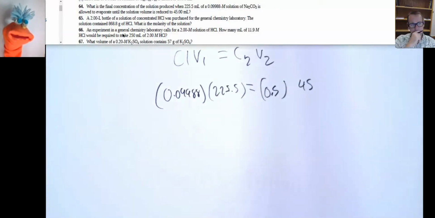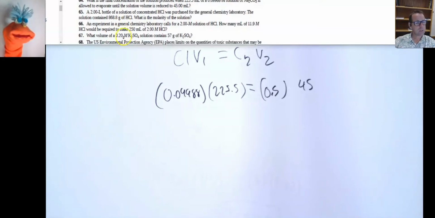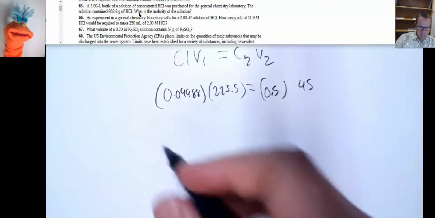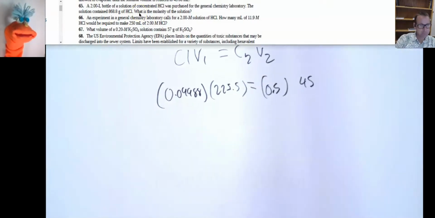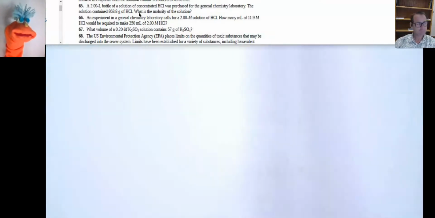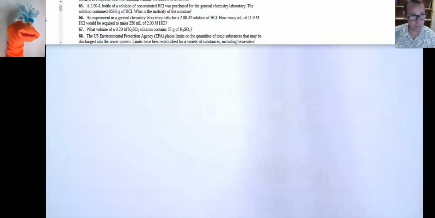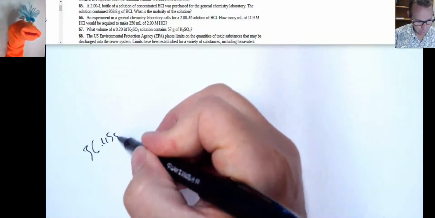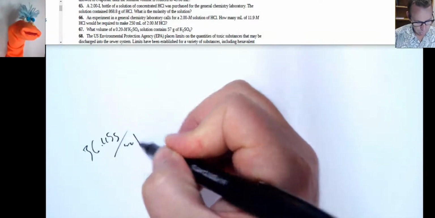Okay, 65. A 2-liter bottle of a solution with concentration of HCl was purchased at the General Chemistry Laboratory. The solution contains that many grams of HCl. What's the molarity of the solution? Back to molarity? Yep, back to molarity. Well, if I have that many grams of HCl, I can calculate how many moles it is. 37, is that what it is? 36. Oh yeah, 36.45 for HCl. So there's 36.45 grams per mole of HCl.